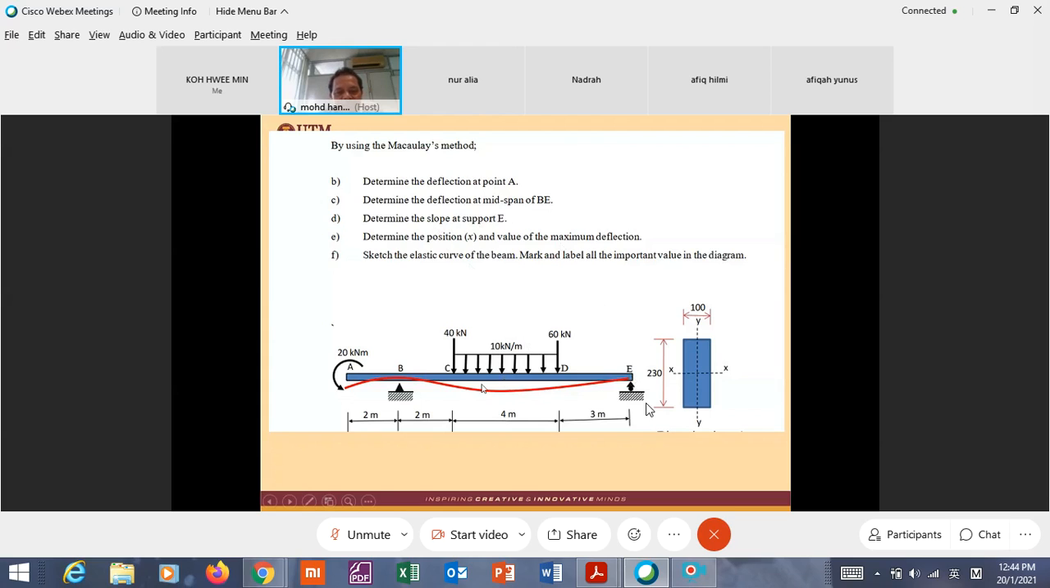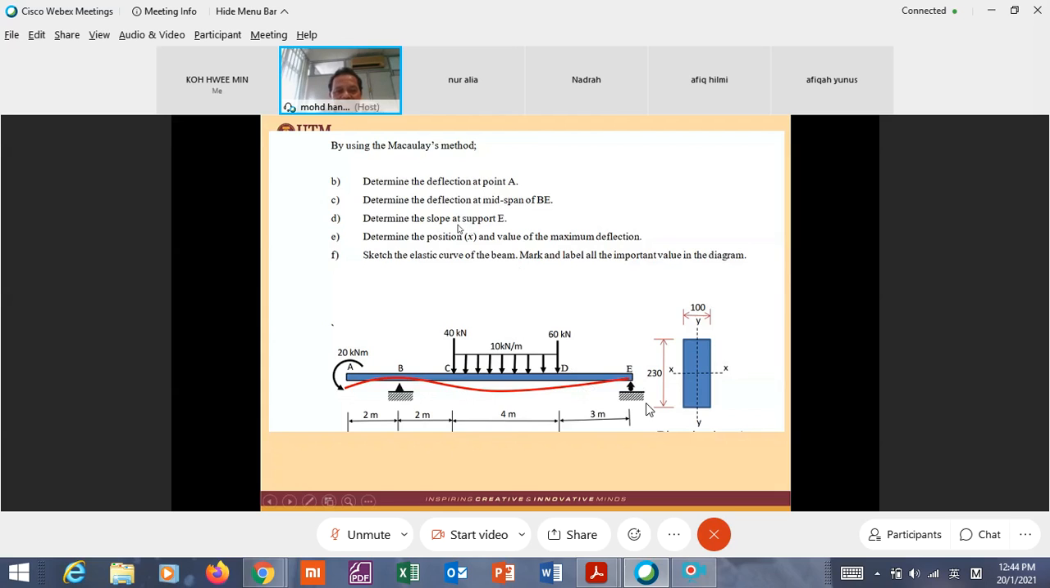You start from E, then you can use x equal to 0 to find the slope at point E. What I mean is the slope equation. This one you use the deflection equation. For D you use the slope equation.